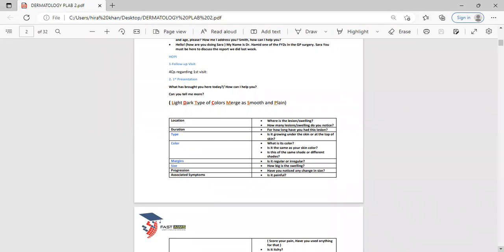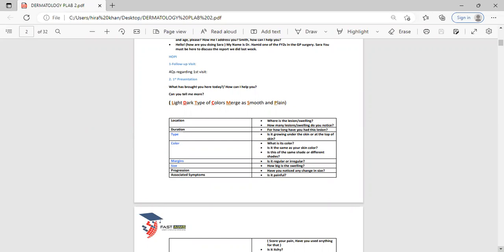You have to ask about the location. For example, the patient comes and says, doctor, I have a lesion. So how are you going to start it? Can you please tell me, Clara, where is the lesion? Or if it is swelling, and how many lesions do you notice? And then ask about the duration. For how long have you had this lesion? Then ask about the type of the lesion. Like, is it growing under the skin or is it growing at the top of your skin? Okay, the patient will answer these questions.